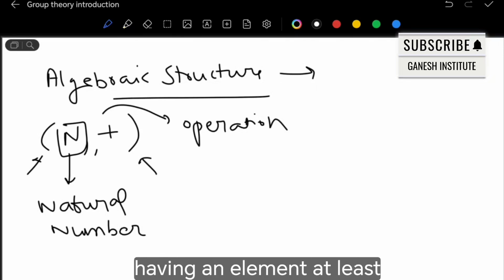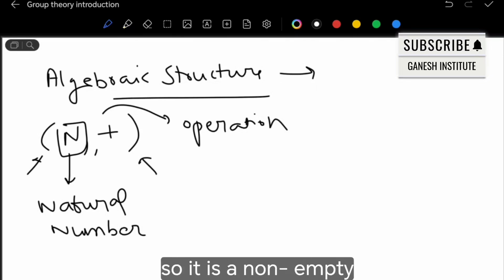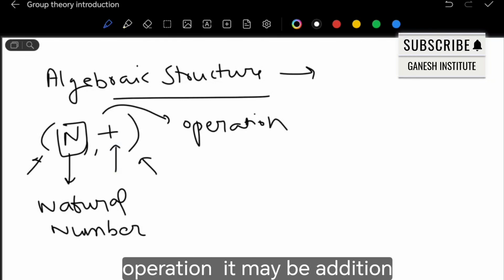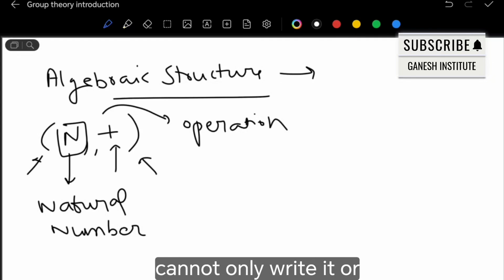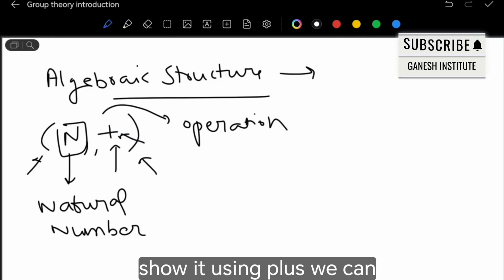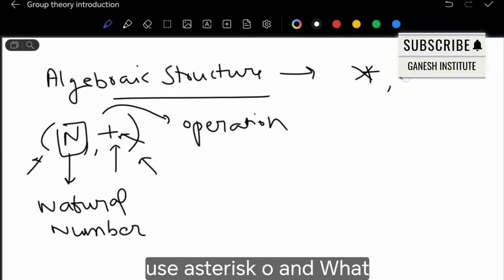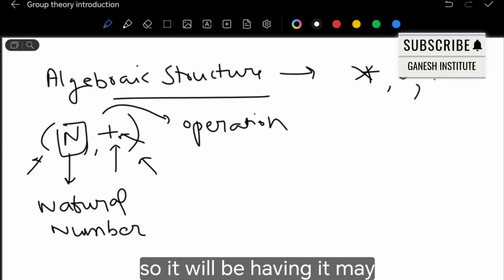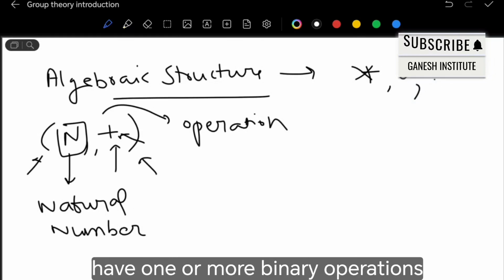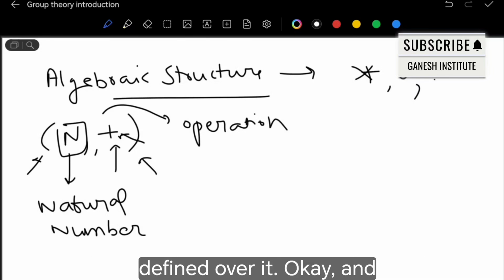It must be having an element at least. So it is a non-empty set with a binary operation. It may be addition, subtraction, multiplication, or whatever. So you have one or more binary operations. We cannot only write it or show it using plus. We can use asterisk, circle, and whatnot, maybe dot. So it may have one or more binary operations defined over it.